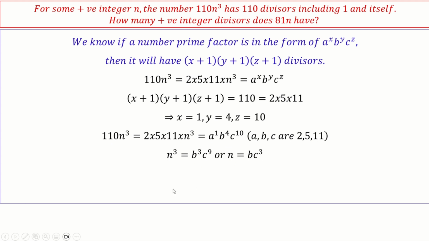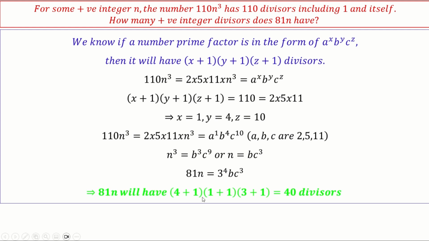Okay, now if this is my n, b into c cube, then 81n is equal to 3 to the power of 4 into b c cube, correct? And b and c are different from 3. They are either 2, 5 or 11. So all three are again in the prime factor method. So 81n will have how many divisors? 4 plus 1 into 1 plus 1 into 3 plus 1. That is 40 divisors it will have.